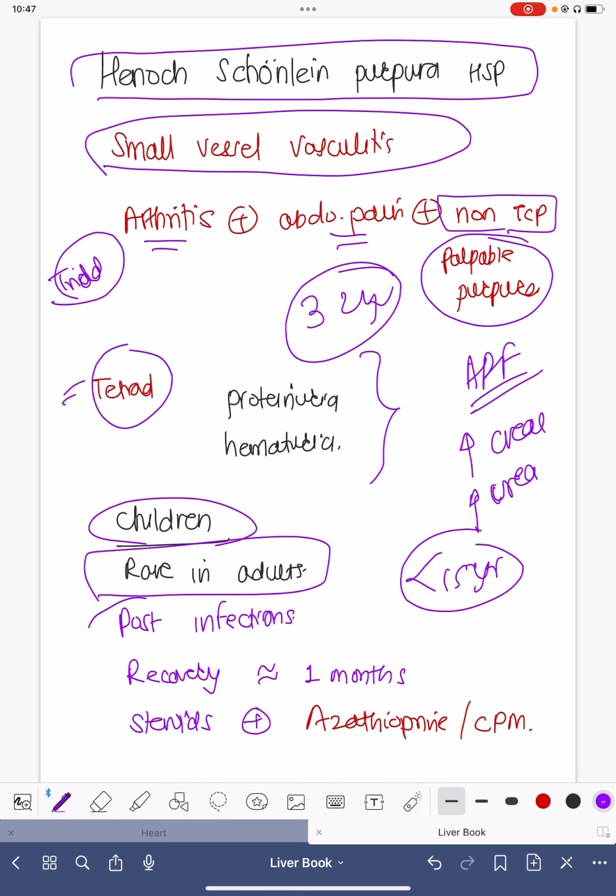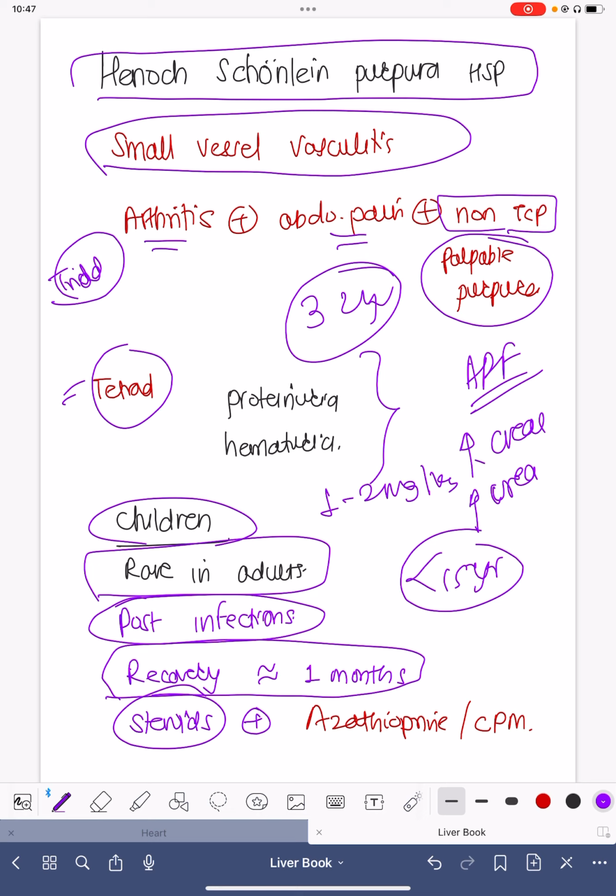Most of the time it is seen or exacerbated by some infection. It can be some drugs as well. It doesn't actually matter because the treatment remains the same, and the recovery takes around 1 to 2 months. What is the treatment? The treatment is always to start steroid. Steroid is the best treatment for this. We simply start with 1 to 2 milligrams per kg body weight of steroid.